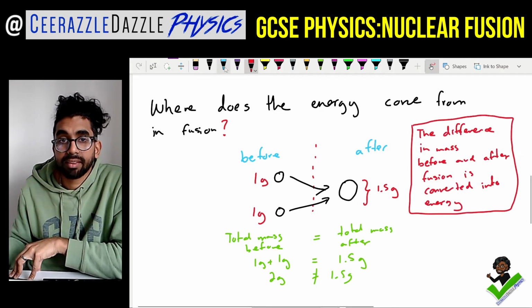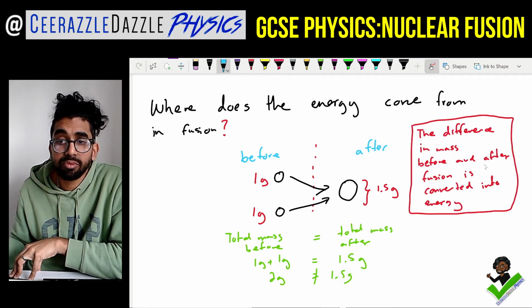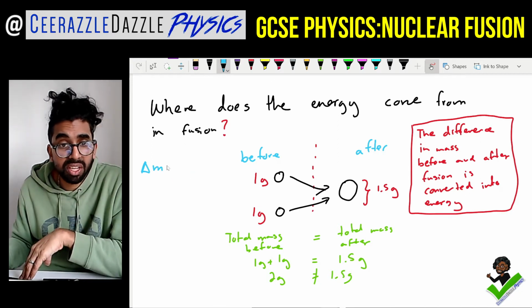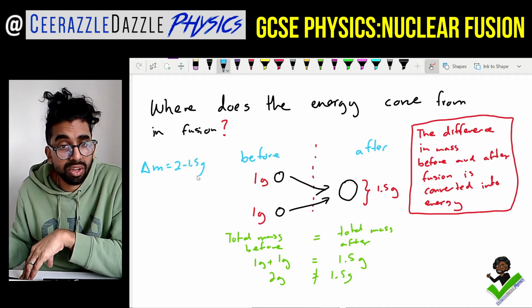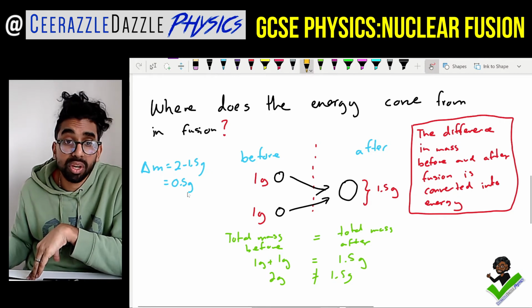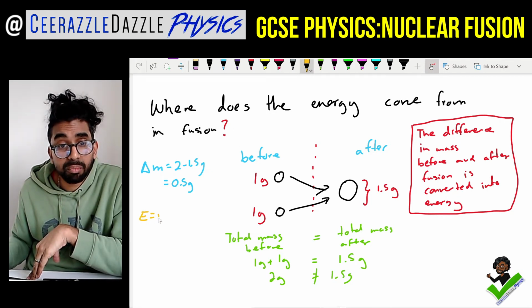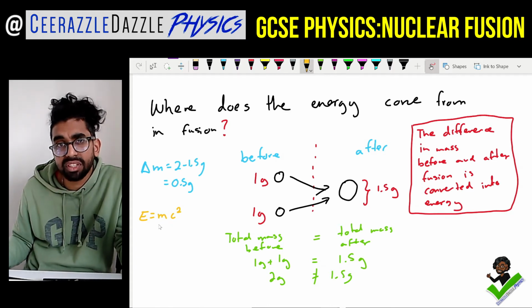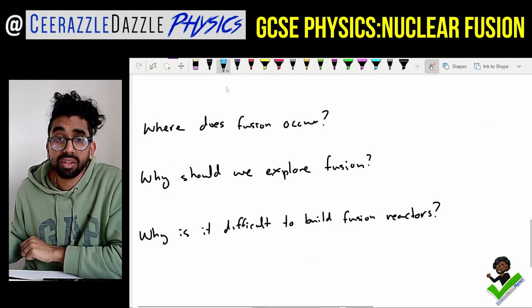Let's put that down. There we go. As you can see on the right hand side, the difference in mass before and after fusion is converted into energy. The difference in mass, we'll call that delta M, which is the change in mass. Obviously we have 2 grams before minus 1.5, so 2 minus 1.5 grams. Therefore, it's equal to 0.5 grams. Well, that 0.5 grams will be converted into energy, and that's where Einstein's equation, energy is equal to mass times the speed of light squared, comes from, guys. So you can take that mass and times it by the speed of light squared and it will tell you the energy. That's a bit more advanced, but it's nice to know, guys. Easy stuff.